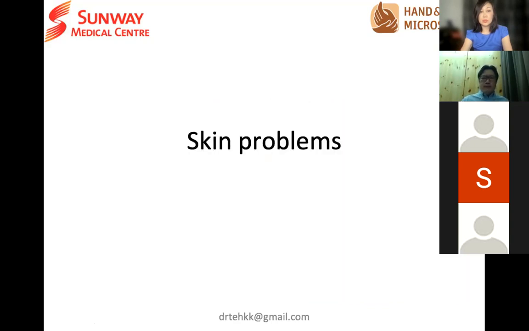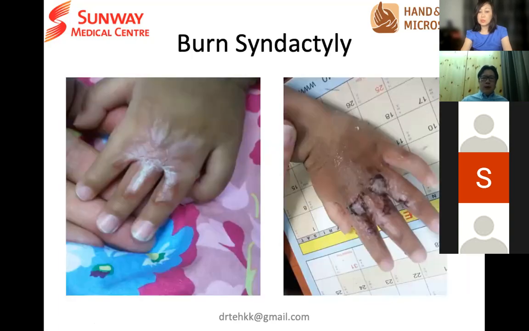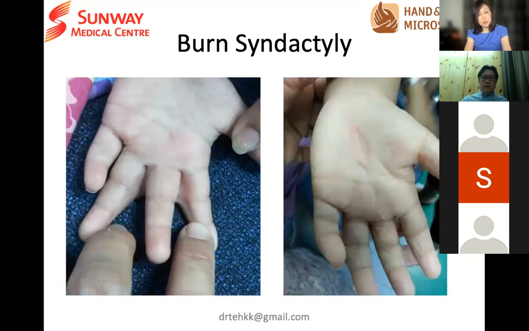Other things, we do see skin problems like this, burn syndactyly. This is a child who came to us after being scalded by some hot water in the kitchen, and this is what we do. We do a web space release, take away the scar, and then we did some flaps to create the web space again for the child, or else the child will not be able to use the hand properly.